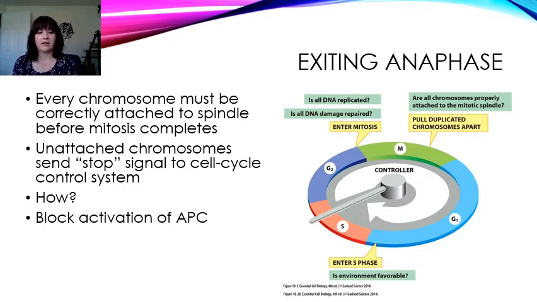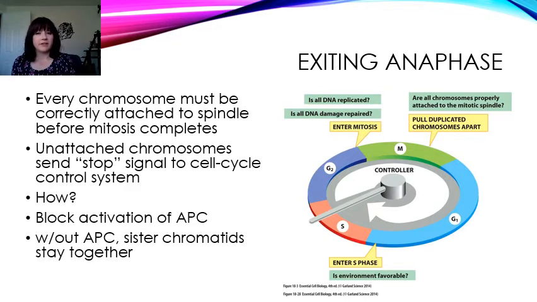And again, how does this happen? If a chromosome is not attached to the microtubules and not lined up at the center of the cell, it will create a signal that blocks activation of APC. If you remember, right, anaphase promoting complex. For the cell to leave metaphase and enter into anaphase, it needs to have this active APC enzyme. And so if the microtubules aren't attached properly to the chromosomes, this APC protein will not be active.